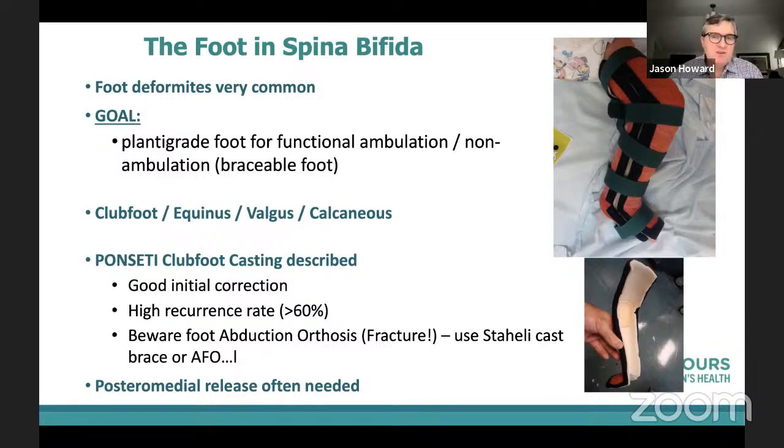I'd be very careful with your casting to not cause pressure sores and things like that. But there's a high recurrence rate, about 60%. So you need to be ready to do something else in the future and let your families know about that, because they often will still need a posterior medial release. And be wary of using foot abduction orthoses, those FAOs you use in idiopathic clubfoot, because they can get a fracture at their distal tibia just above the orthosis itself. So we use a Staheli style cast brace or AFO instead.